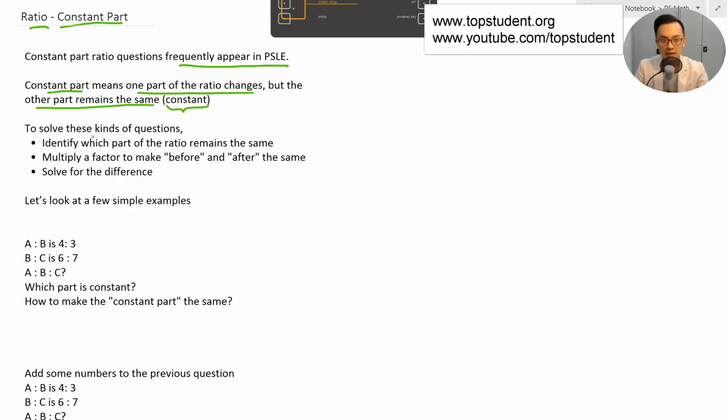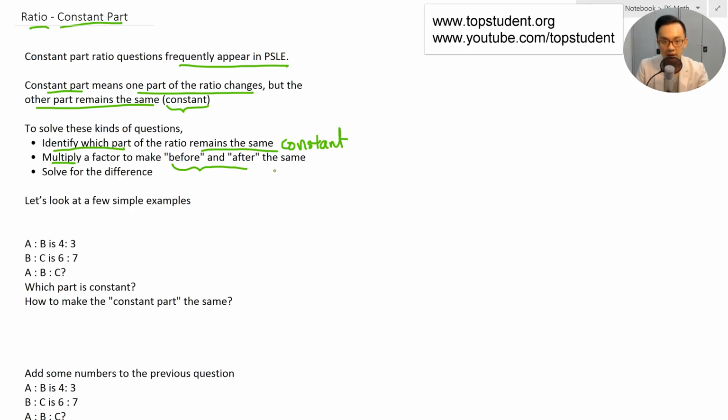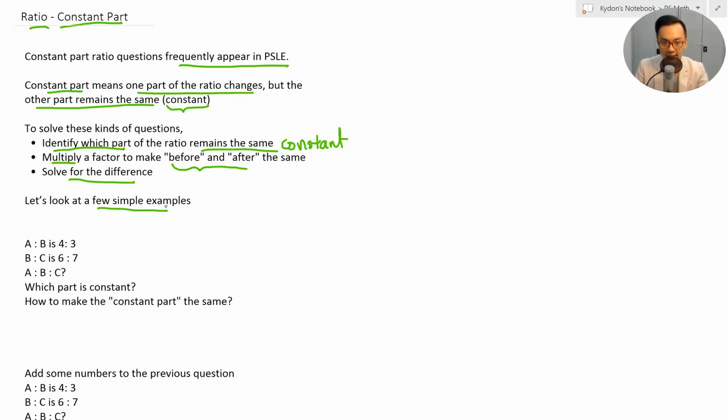To solve these kinds of questions, we need to identify which part of the ratio remains the same, which is also known as the constant, and that's why it's called the constant part. We need to multiply a factor to make the before and after the same, which is to make the same part the same. And then after that, we solve for the difference. If you don't understand what I just said, let's take a look at a few simple examples.